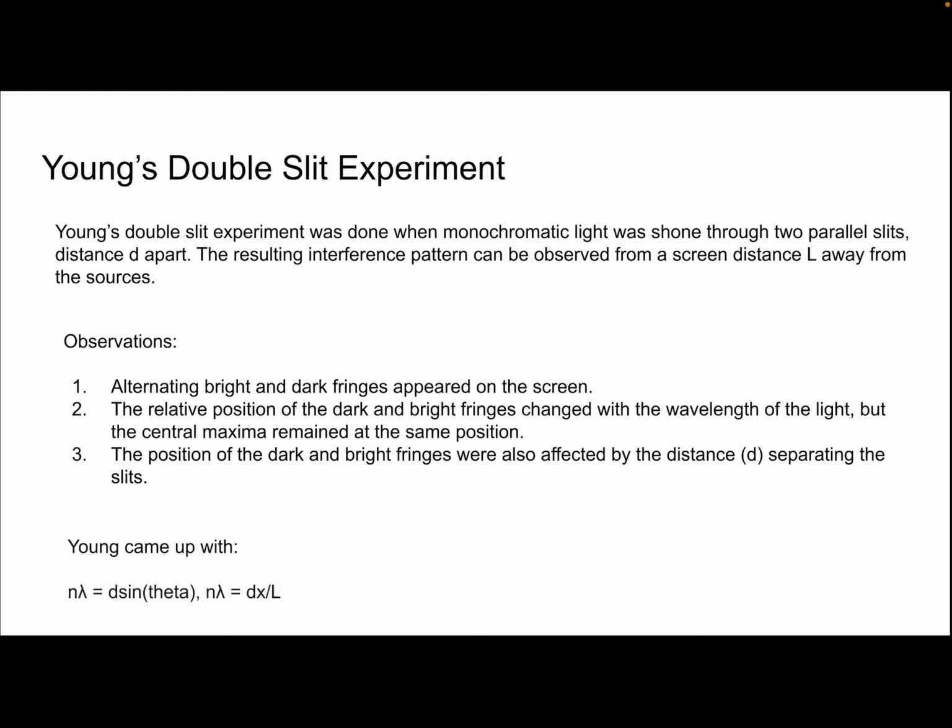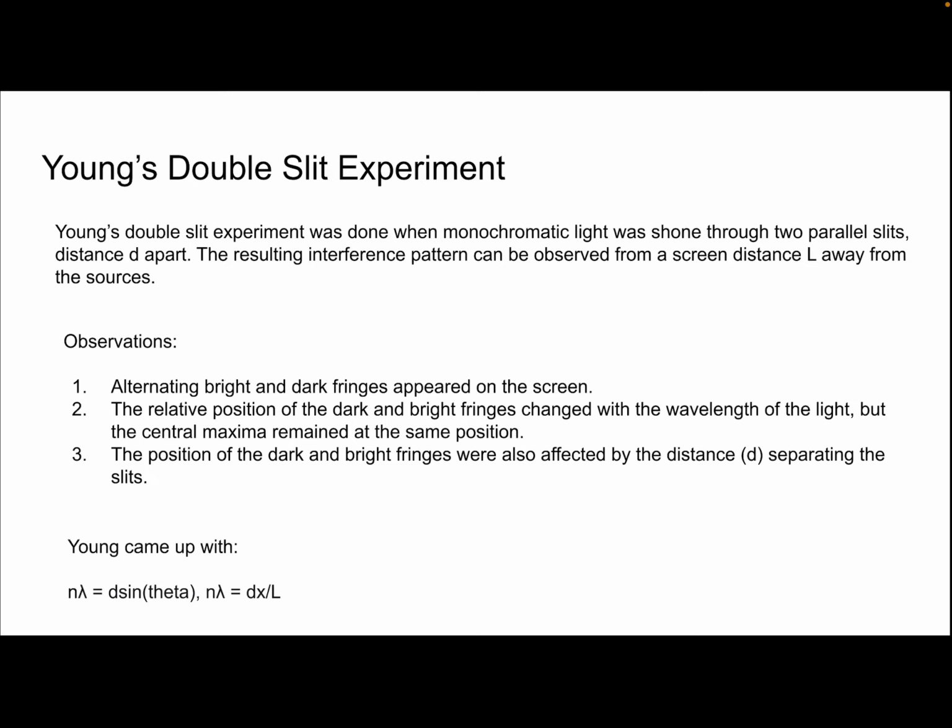As a result, we came up with the following formula. So that's n lambda equals d sine theta for a bright fringe, or for constructive interference. And also we have n lambda equals dx over L, which is also for constructive interference, because in this case d sine theta and dx over L represent the path difference of the waves, and these are all equal to n lambda, which signifies that we are talking about constructive interference in this case.